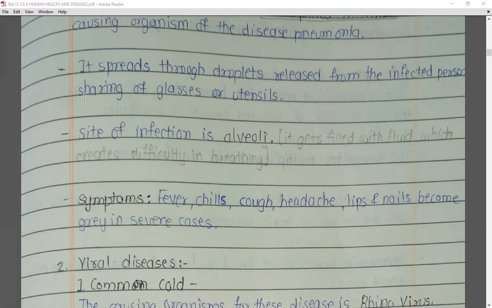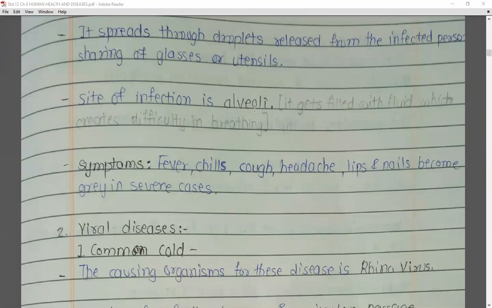So it can also spread through the sharing of glasses. That means if you are using a glass which has already been used by the infected person, or if you use utensils which have been used by the infected person, then you are also prone to this disease, right? The site of infection is the alveoli.